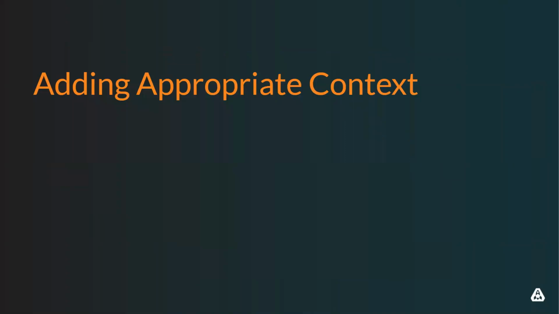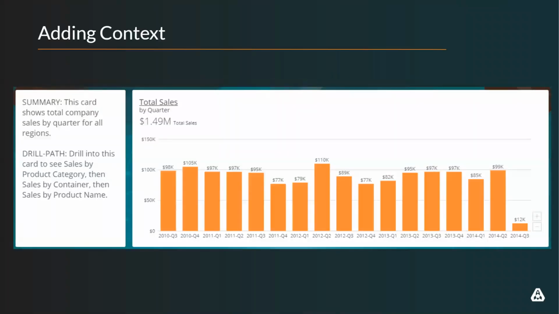And then the last little tip and trick before I go into the demo is adding appropriate context. This is super simple, but a lot of times people don't catch this. For example, looking at this card on the side, we have a text bubble that basically gives you the summary of the card, what it is, and there's a drill path added as well. But that text bubble takes up space and crunches your visualization a little bit. It would be a lot easier if you just added a tooltip, or something like that that could be concealed.